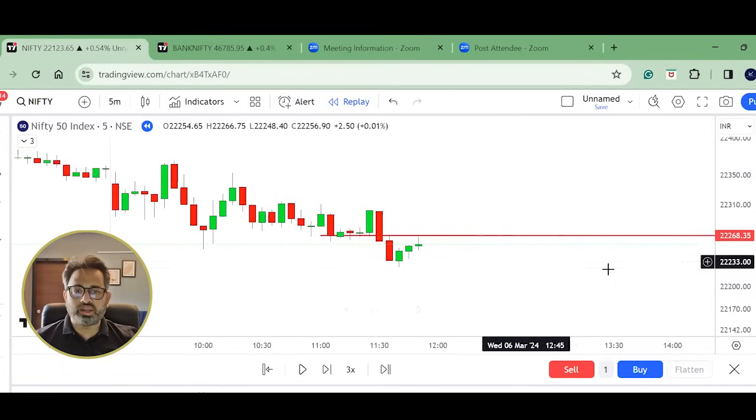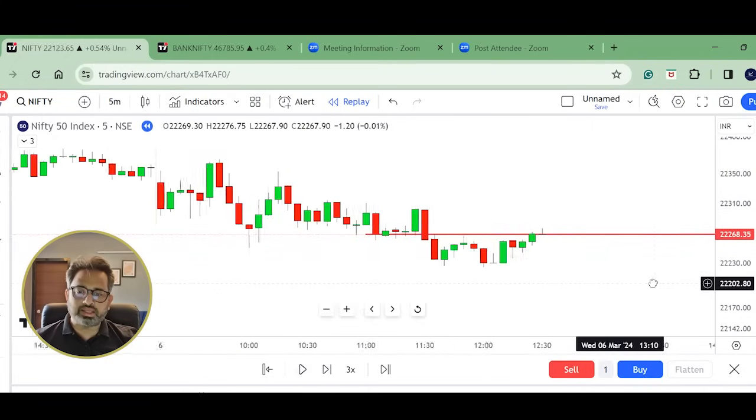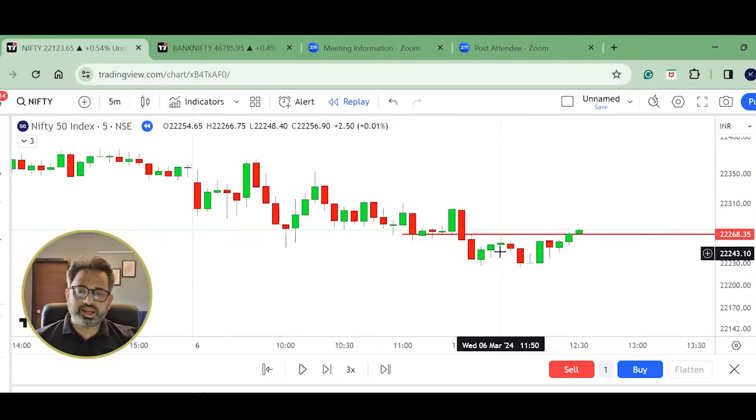So we have marked the high of that red candle, and then we'll replay the candlestick and see what happened after that. You can see that price went till here, this candle went till here and it got rejected. Again, price started making a consolidation, and let us see whether the breakout happened or it reversed.